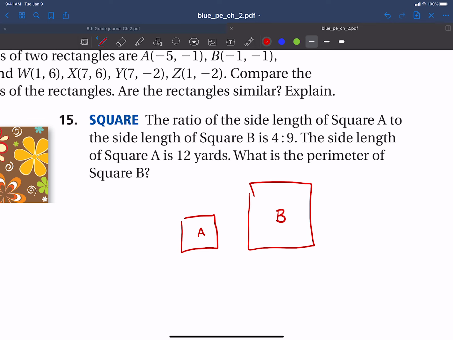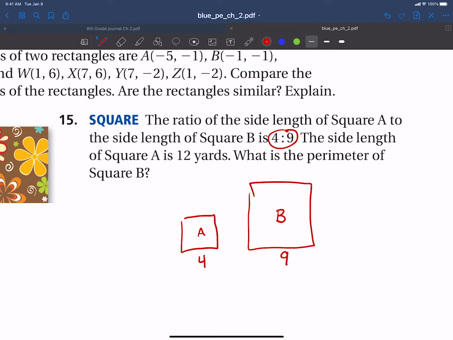4 to 9. Who's going to be 4? The small one. Oh, good. Small goes with small. For sure. Small shape to small shape. So how do you know where to put those numbers? Because this is the ratio, right? And it says this is the ratio of side lengths. Well, I'm talking about on the shape. It's a square. It doesn't matter, so all sides are the same? Yeah. Good question though, Wyatt.